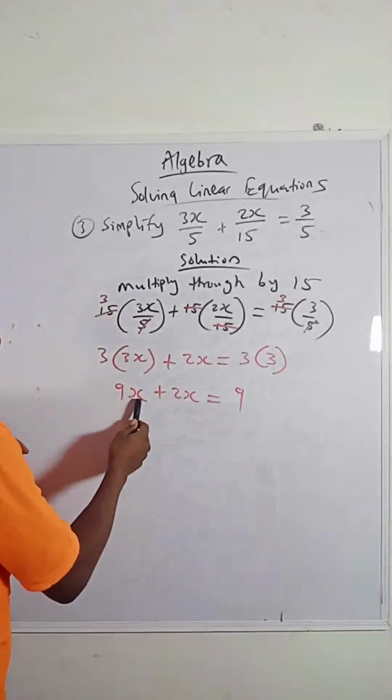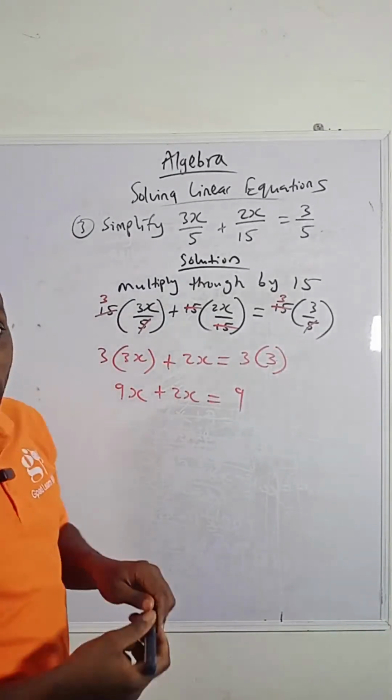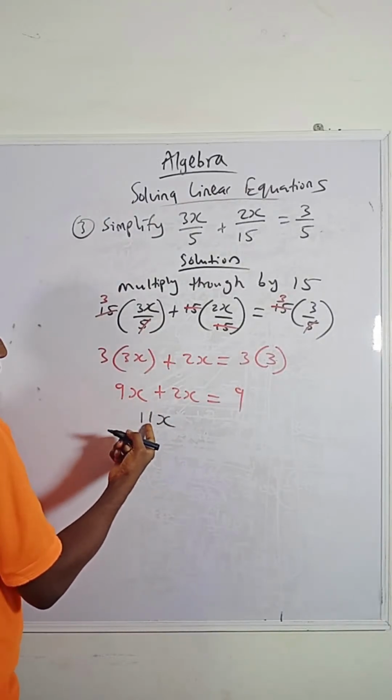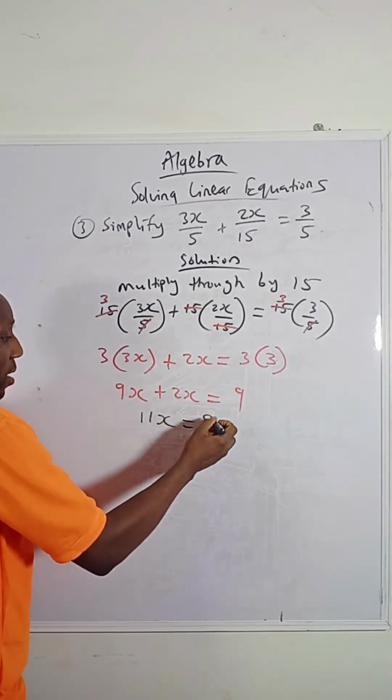Well, now I'll just add these two terms. What is 9x plus 2x? That's going to be what? 11x. Because 9 plus 2 is 11. So 11x is equal to what? 9. What's the next thing from here?